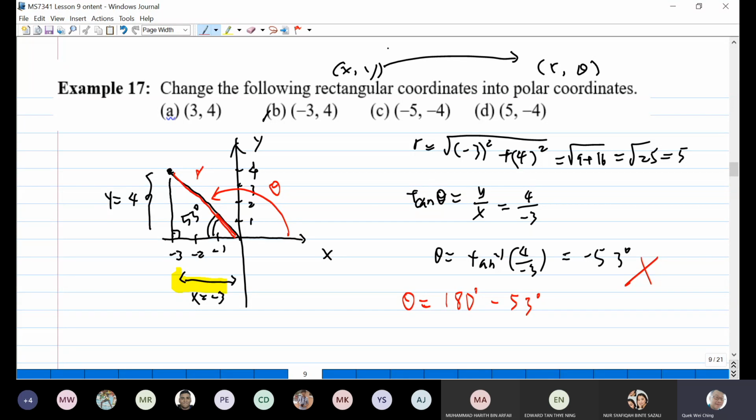180 minus 53, okay, 127. So the correct answer is 127. You see how? Because we always measure from the positive x-axis. So you can see from the diagram, it's 127. So this is example 17, part D.